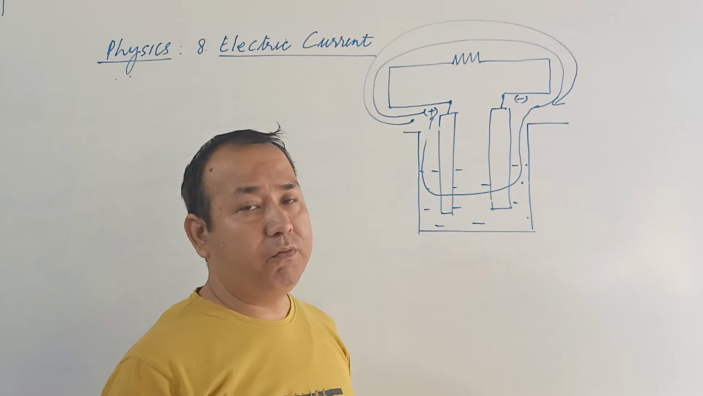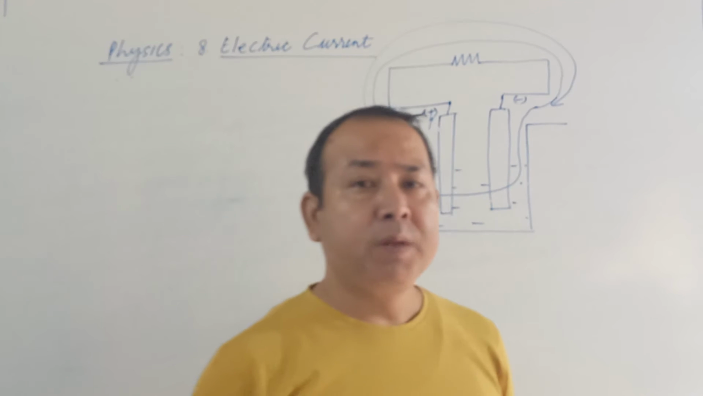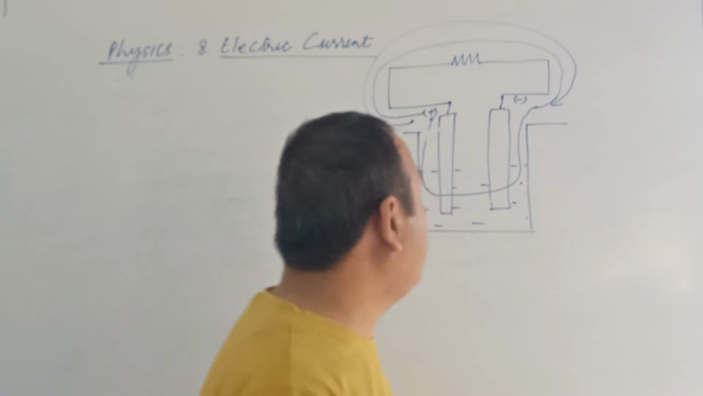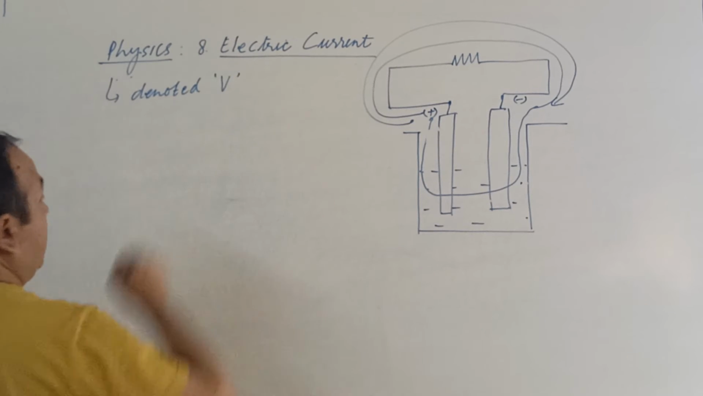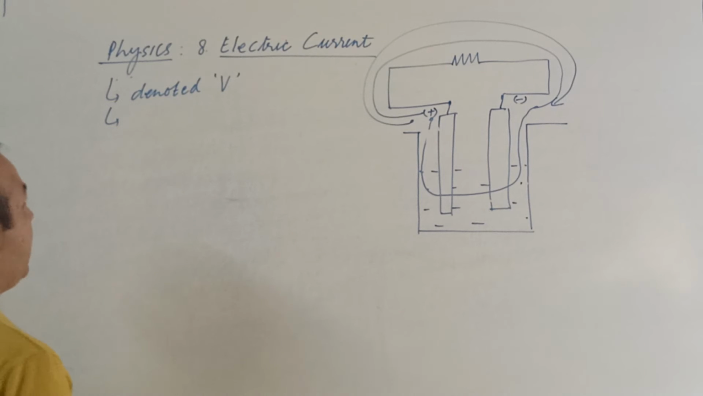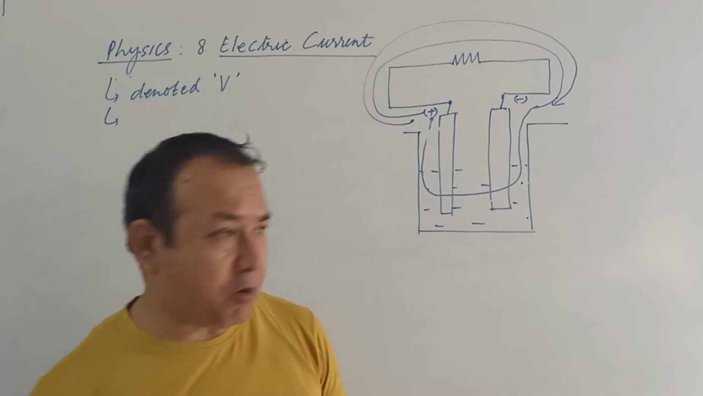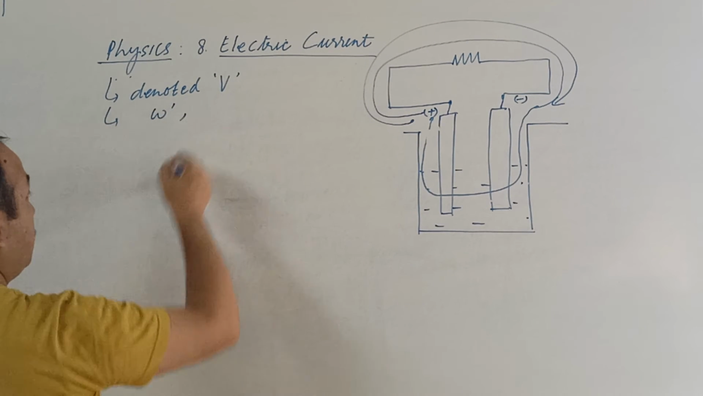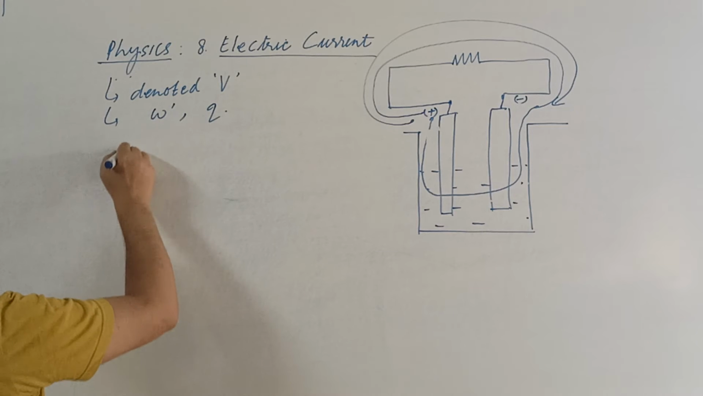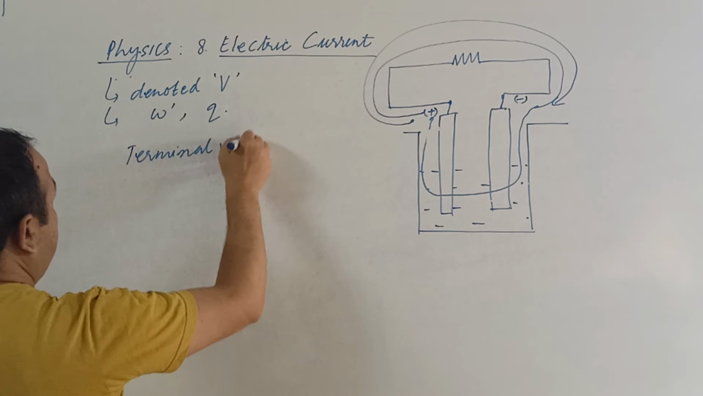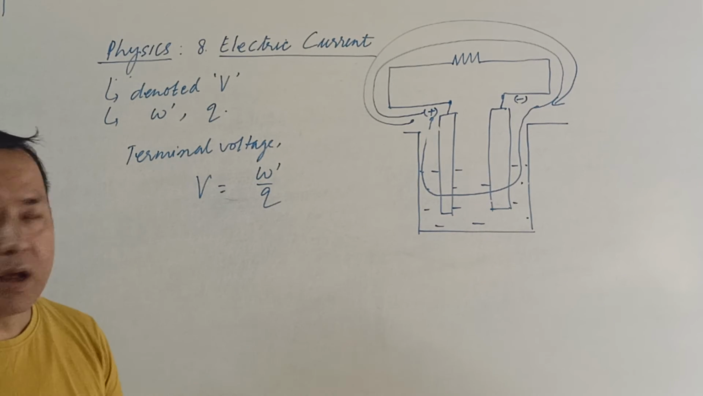It is denoted by capital letter V. So we understood that quantitatively the terminal voltage is the amount of work done to take the unit positive charge through the external circuit. It is denoted by capital V, and its SI unit is volt. If W dash amount of work is done to take a unit positive charge Q through the external circuit, then mathematically the terminal voltage is given by the formula V is equal to W dash upon Q. So this is the mathematical expression of terminal voltage.